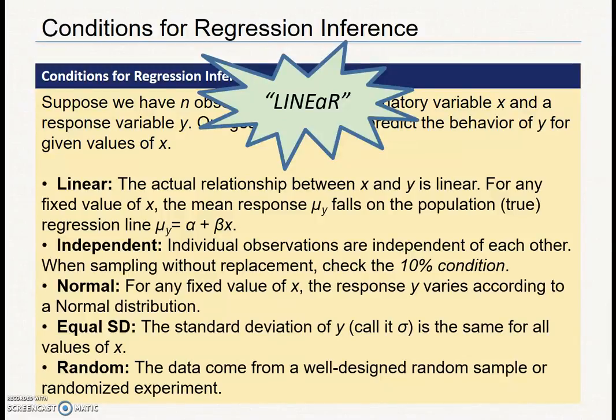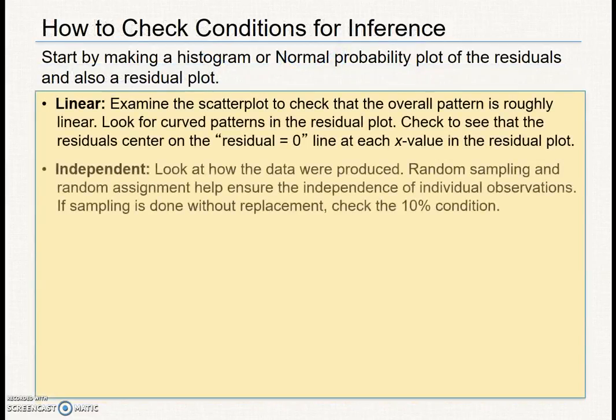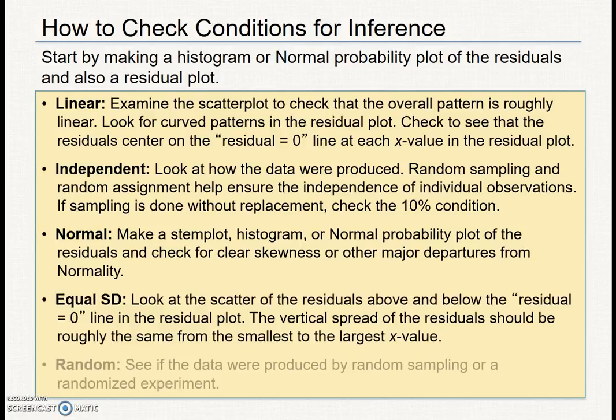Okay, we have an acronym here: L for linear, I for independent, N for normal, E for equal standard deviations, and then there's not really anything for the A, but the R is random. This just gives you some tools for how you would check each of these things. So again, just pause and read.